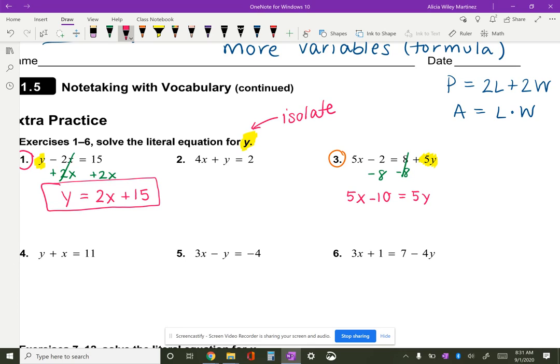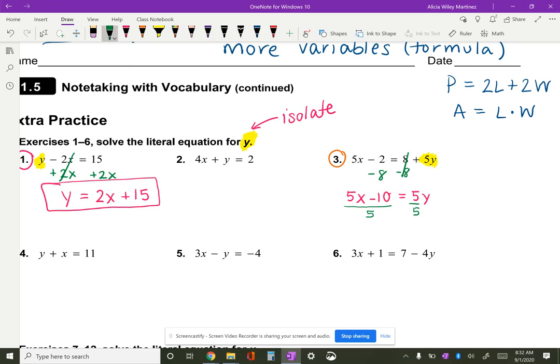From here, we need to get y by itself. So what we have to do is divide by 5. So what I'm going to do here is divide by 5, and then I'm going to make sure on the other side, I divide the whole entire side by 5.